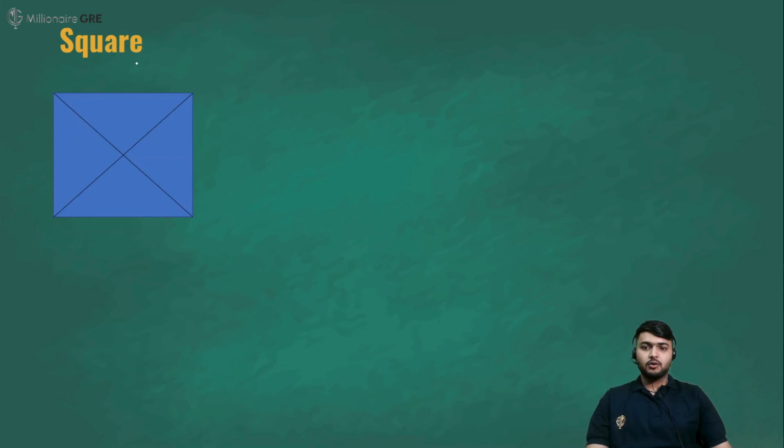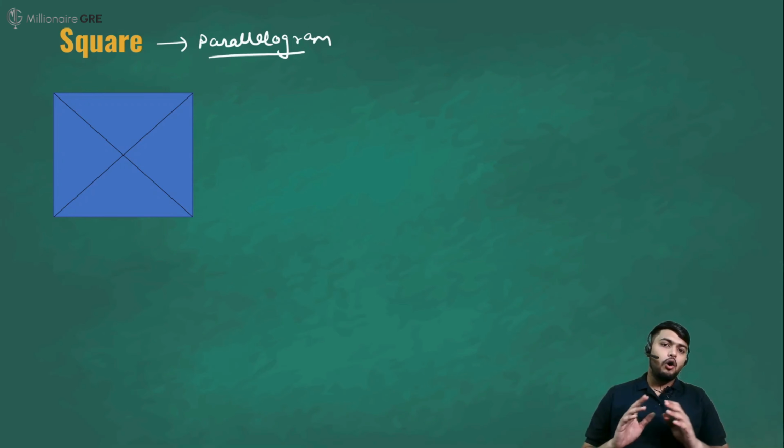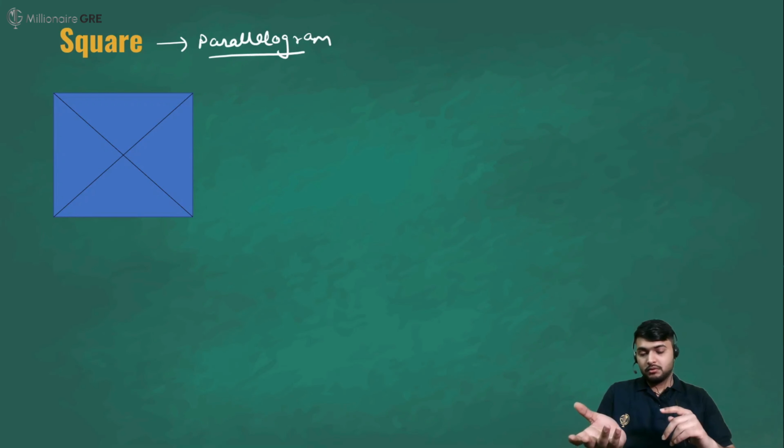The next quadrilateral is a square. A square is a parallelogram because in a square all sides are equal, but in a square opposite sides are equal and parallel. That is what makes it a parallelogram. In a parallelogram opposite sides are equal and parallel. In a square also all the sides are equal, but more importantly, opposite sides are equal and parallel.